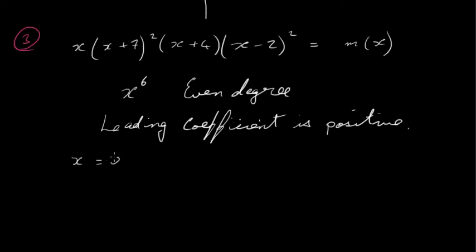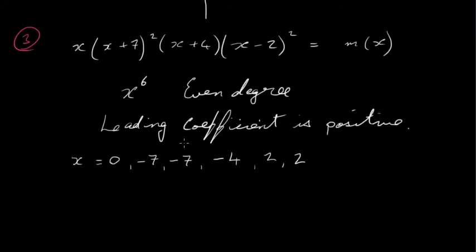So we've got 0. We've got a -7. We've got another -7 because it's squared here. We've got a -4. We've got a 2, and we've got another 2 because this bracket here is squared. So we've got 2 of those. So we've got 1, 2, 3, 4, 5, 6 roots as we would expect here, a maximum of 6 roots because we've got a degree of 6.